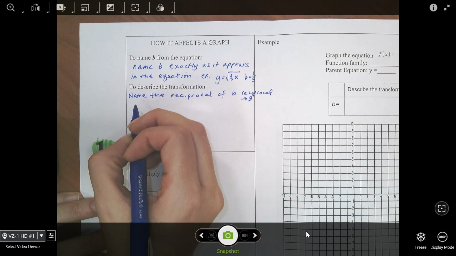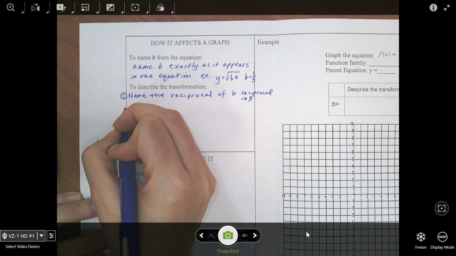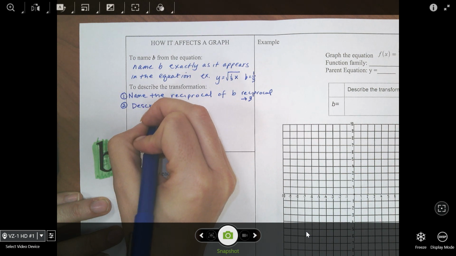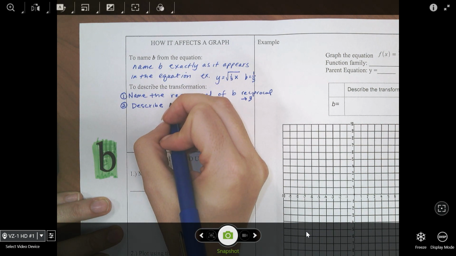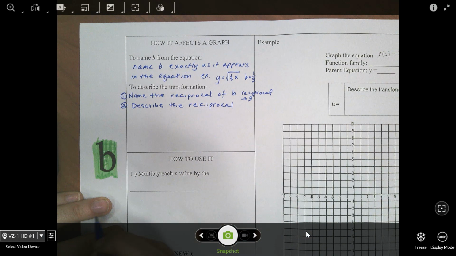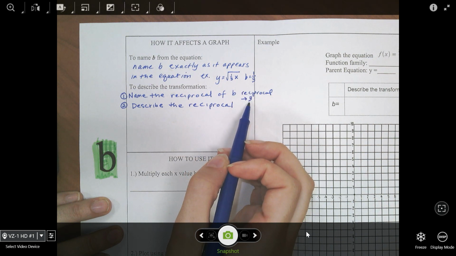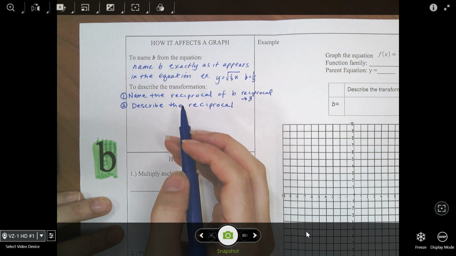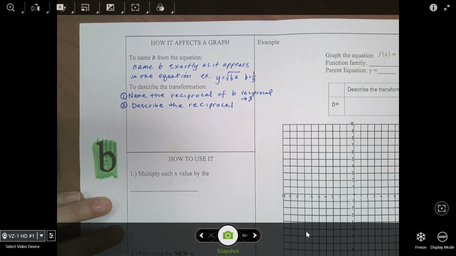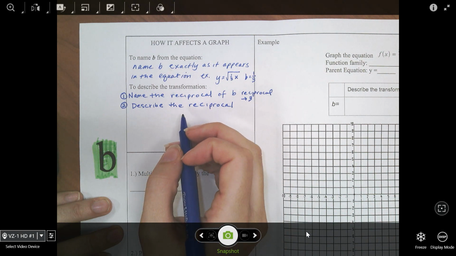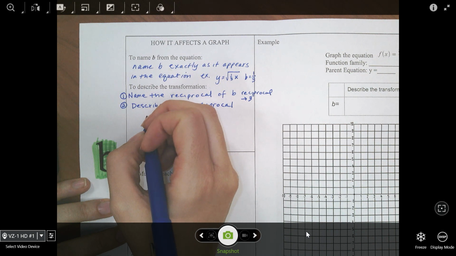Once you have the reciprocal, I'll number these: we name the reciprocal first, and the second thing you do is describe the reciprocal, not the B itself. You're going to describe the reciprocal and how it affects the graph. This is why it gets a little bit confusing. We name B as it is, then you name the reciprocal, and now we're going to describe the reciprocal. This is very similar to what we did with A, and I'm going to keep using the word reciprocal. If you want to abbreviate it like recip or something shorter, that's totally fine. Here's the description. Like I said, very similar to A, except now it's horizontal.